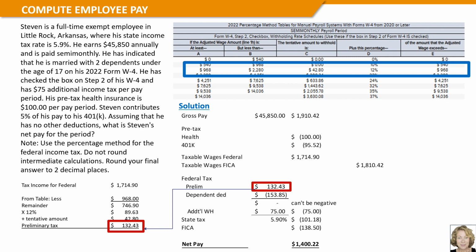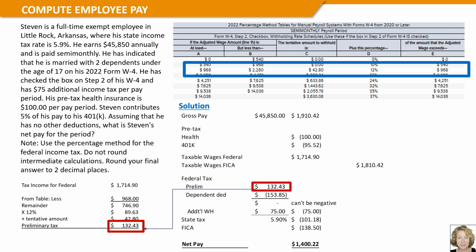Let's look at this next example using the percentage method. Stephen is a full-time exempt employee in Little Rock, Arkansas, where his state tax rate is 5.9%. He earns $45,850 annually and is paid semi-monthly. He's indicated that he's married with 2 dependents under the age of 17 on his 2022 Form W-4.